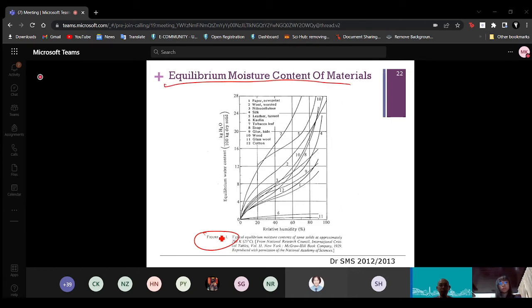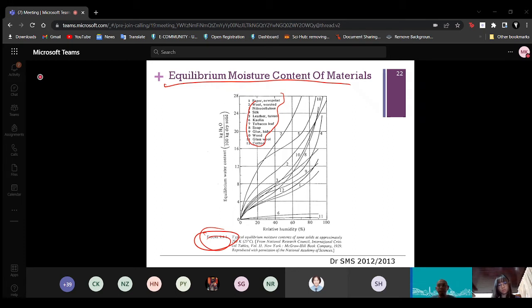So 941, for example, is for certain non-biological material, non-food. There is paper, wool, nitrocellulose and so on. So if in the question they mention this type of material and they are not giving you the equilibrium moisture content value, don't assume that it's zero. Basically you can get it from this figure, because that is the purpose of open book.